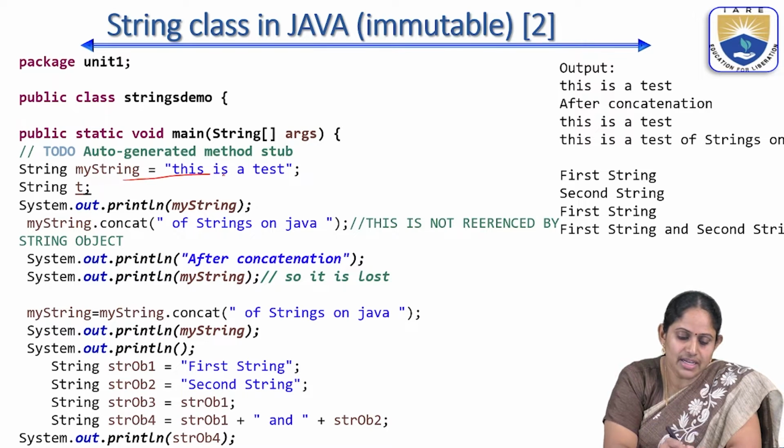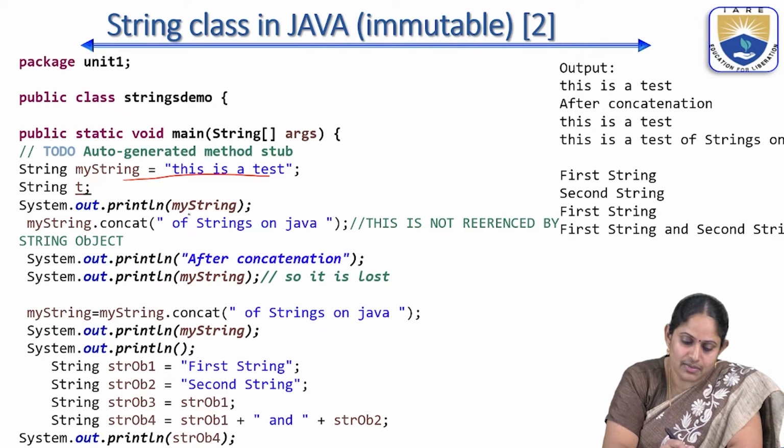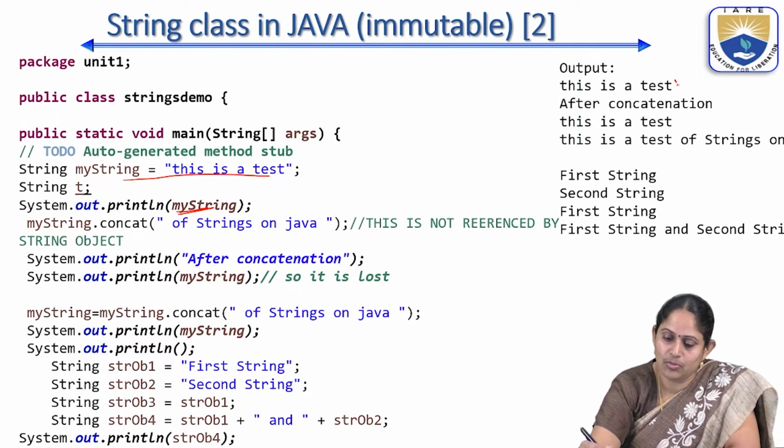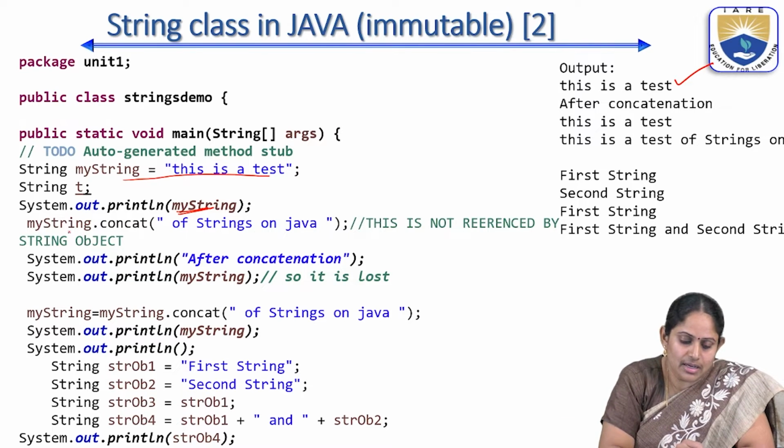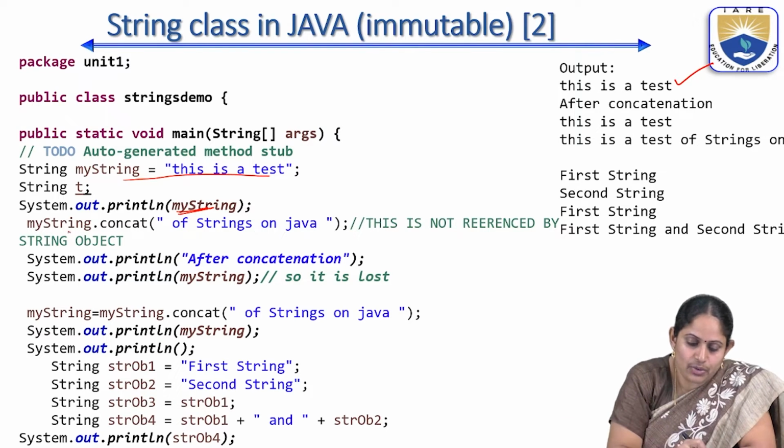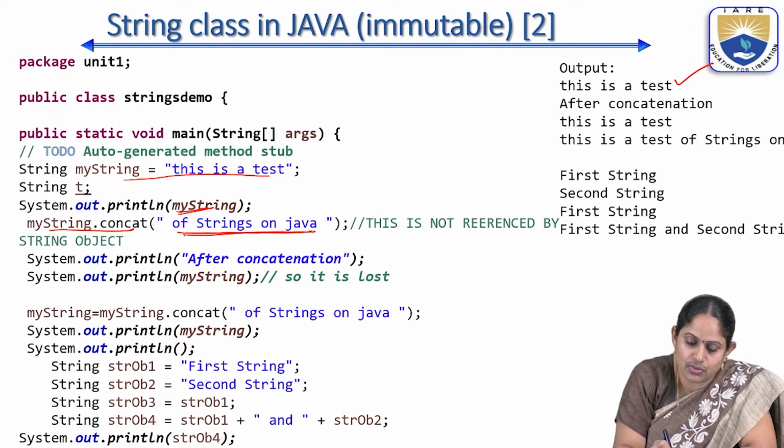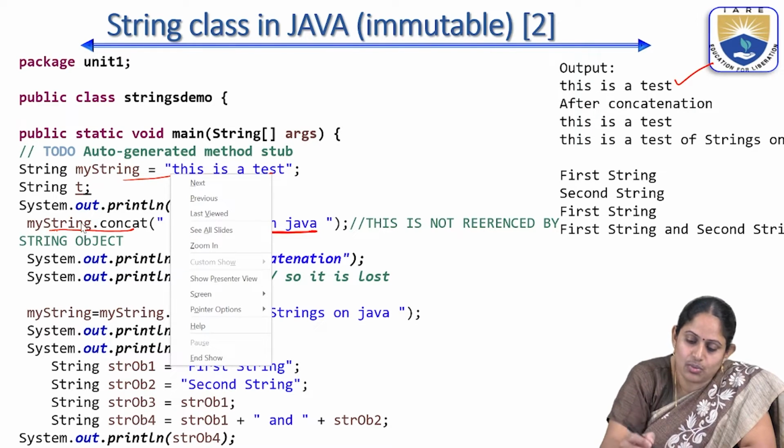Here we are creating the string. This is our string. Now we are displaying it, so we get the output "This is a test". Now what we are doing is performing myString.concat with this string. So we are concatenating myString. What is myString? myString has "This is a test". So what happens here?